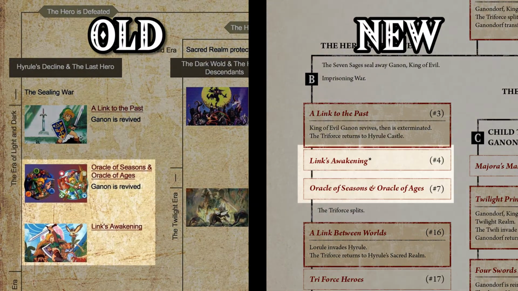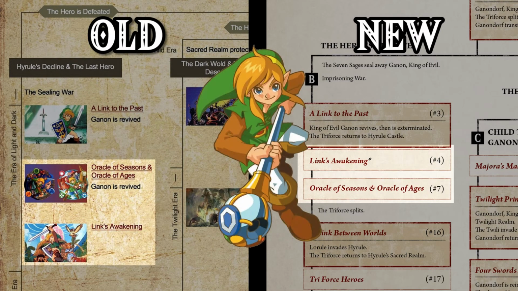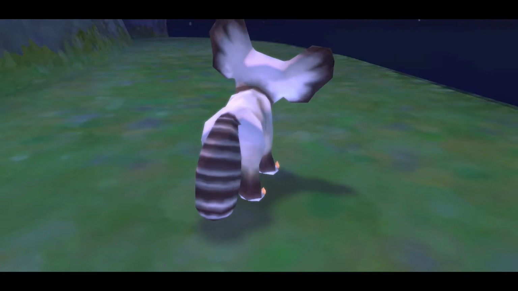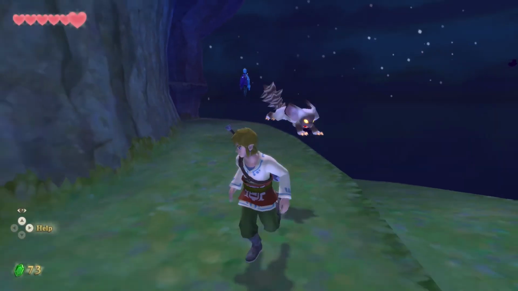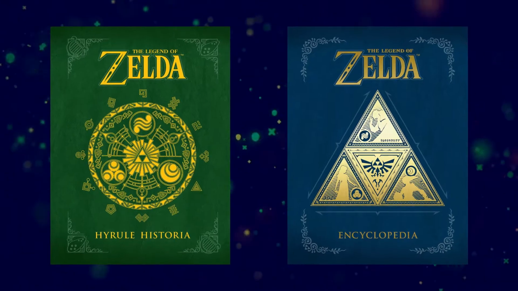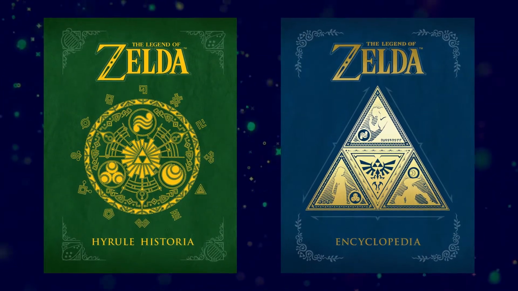Not only did they swap the placement of the Oracle games and Link's Awakening, but they also claimed Oracle Link was an entirely new Link. Many fans were not happy about this change and stuck by the original timeline placement. But which placement really does make the most sense? Let's dig in and find out.